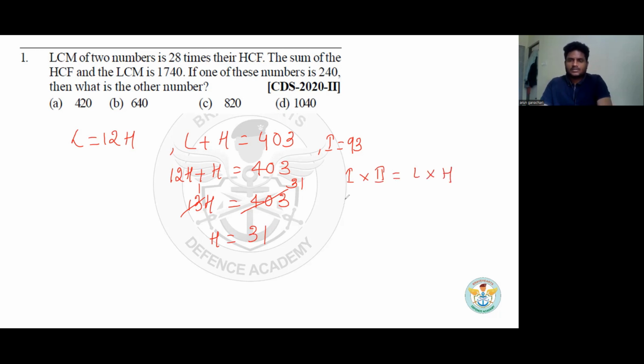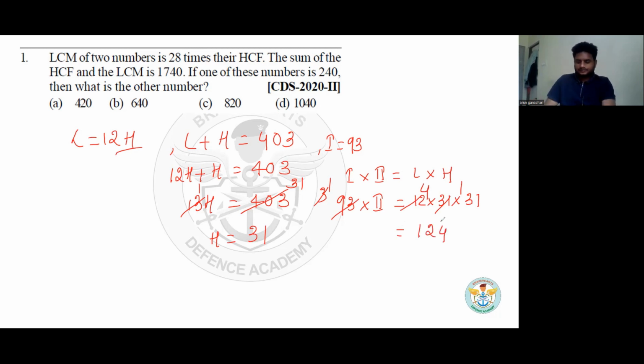Now your multiplication is number 1 into number 2 is equal to LCM into HCF. Your number 1 is given as 93. We don't know about your number 2, but LCM can be written as 12 into H, where H is 31. 12 into 31 into 31. 31 ones are 31, 31 threes are 93, so it's 31 fours. What is 31 fours? 124. Getting this?